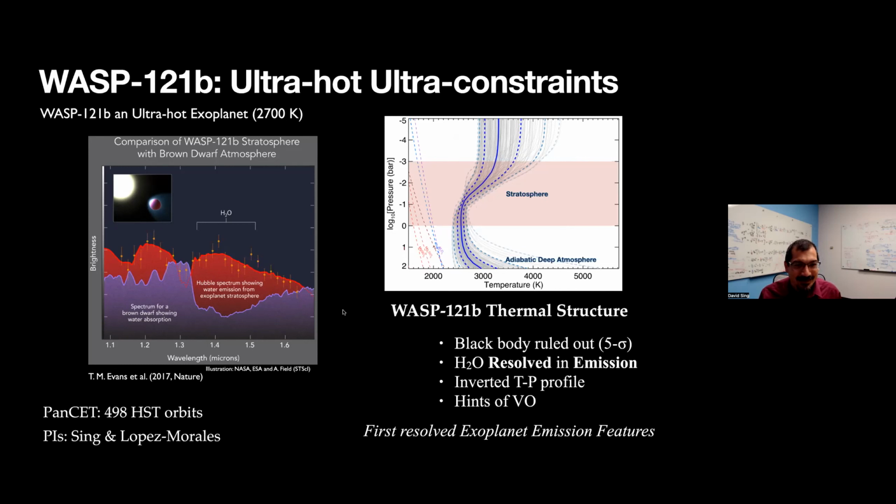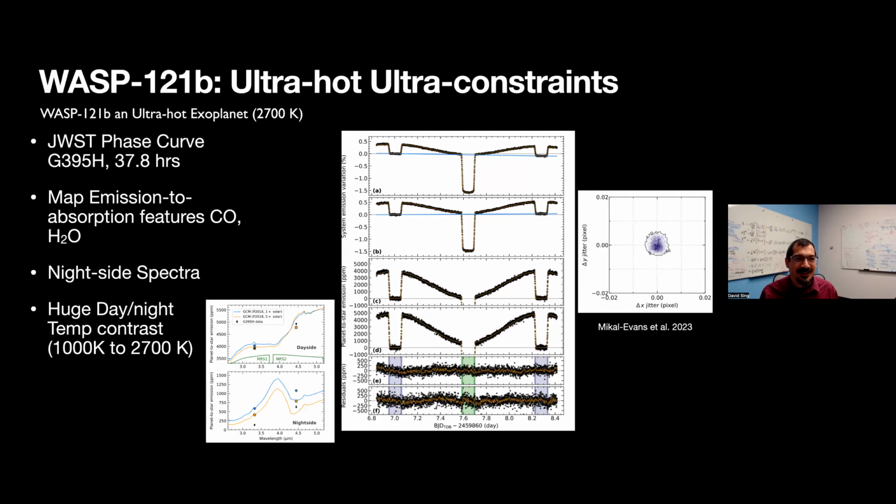So we want to look at this with JWST as well. Tom and Michael Evans have a phase curve program here. I'll show you some of the first data that we published on this last year. This is a phase curve with G395H NIRSpec. There's a 37.8 hour phase curve. You see it starts, you have an eclipse, and it goes through the transit, and it ends after another eclipse.